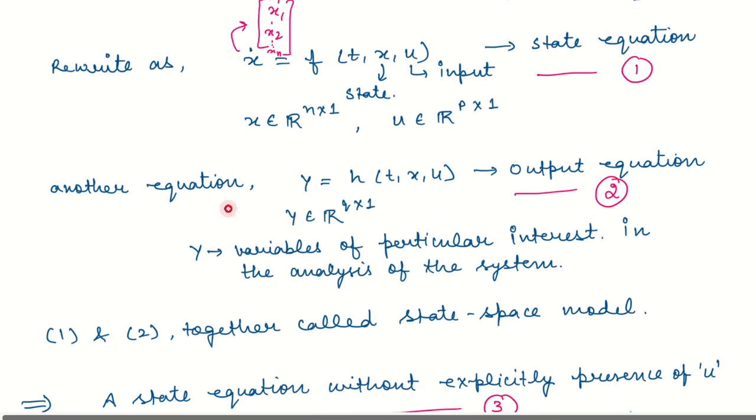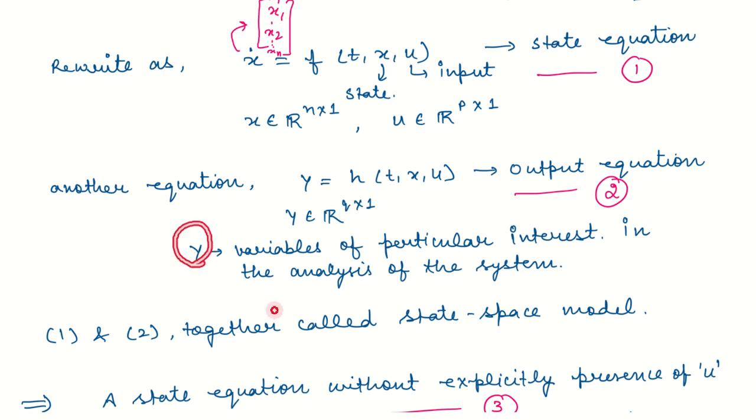We can have another equation that is called the output equation, and this equation is given as y is equal to some function h of t, x, u. The number of outputs is q cross 1. So y can be the output of a system. Y can be the variable that is of our interest. I will give you an example maybe in the next video, where I will show you how to do all these things.